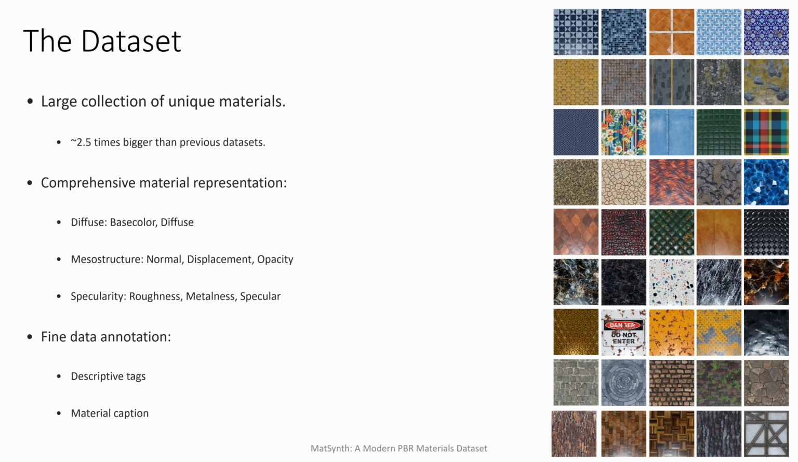MatSynth is a large collection of over 4,000 unique materials. It provides comprehensive material representation, including diffuse, mesostructure, and specularity. Additionally, it offers fine data annotation with descriptive tags and material captions. As you can see on the right, it includes a wide variety of materials.